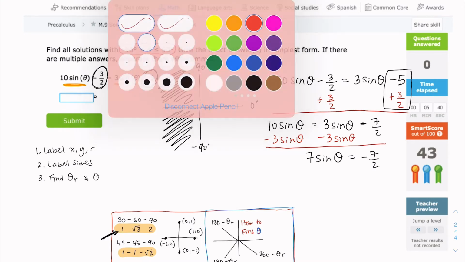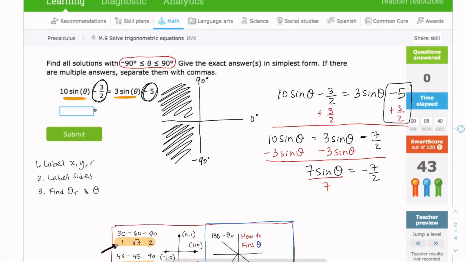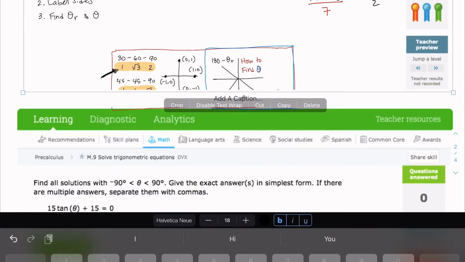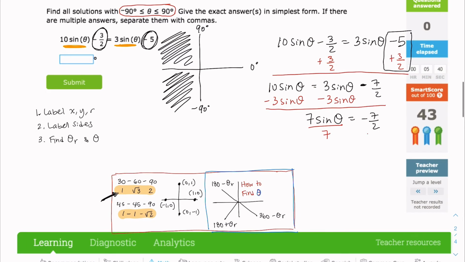I still need to get sine theta all by itself, so I have to divide both sides by 7. And here I'll divide this as well by 7. Whoops, I did something funky. Okay, I'll divide this by 7 as well. This gives me a complex fraction. We don't like to divide fractions, so let's put it over 1 and then multiply by the reciprocal, which will be 1 over 7. First thing I notice is my 7's cancel, so I'm left with, on the left side, just sine theta equals negative 1 over 2.